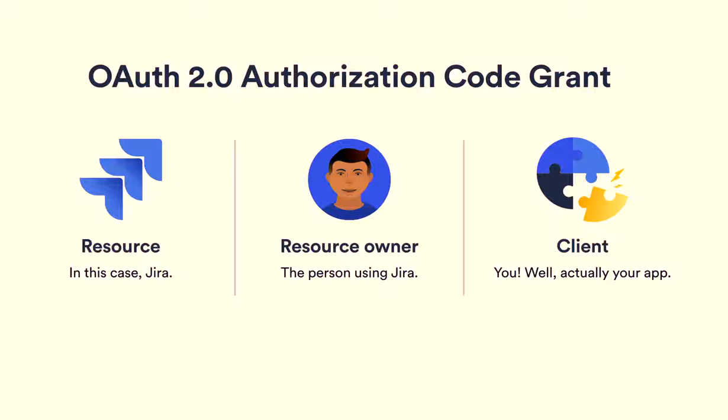So we have a resource. In our case, it's Jira. We have the resource owner, which is a Jira user, and also someone that you provide services to. And we have a client, which is you, actually your app or service.